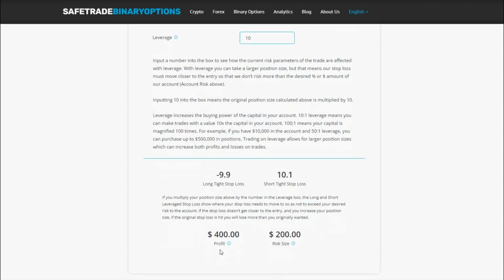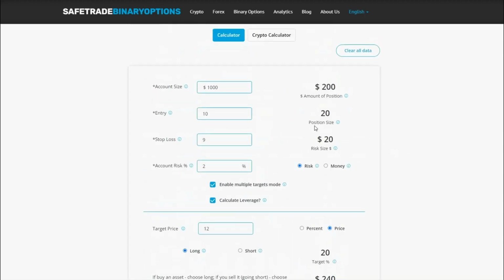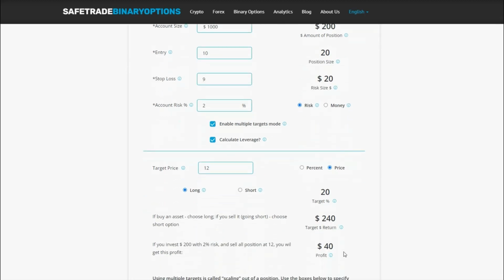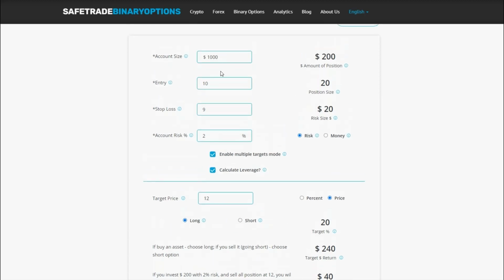So we can see if we just magnify the position by 10, remember we were taking 20 shares originally, if we just up this to 200, our risk is going to increase by 10. So we are going to be risking $200, and our profit's going to also increase by 10. So we'll be making $400. The problem with that is that we only wanted to risk $20 of our 1,000. Risking 200 of 1,000, that's 20% of our entire account.